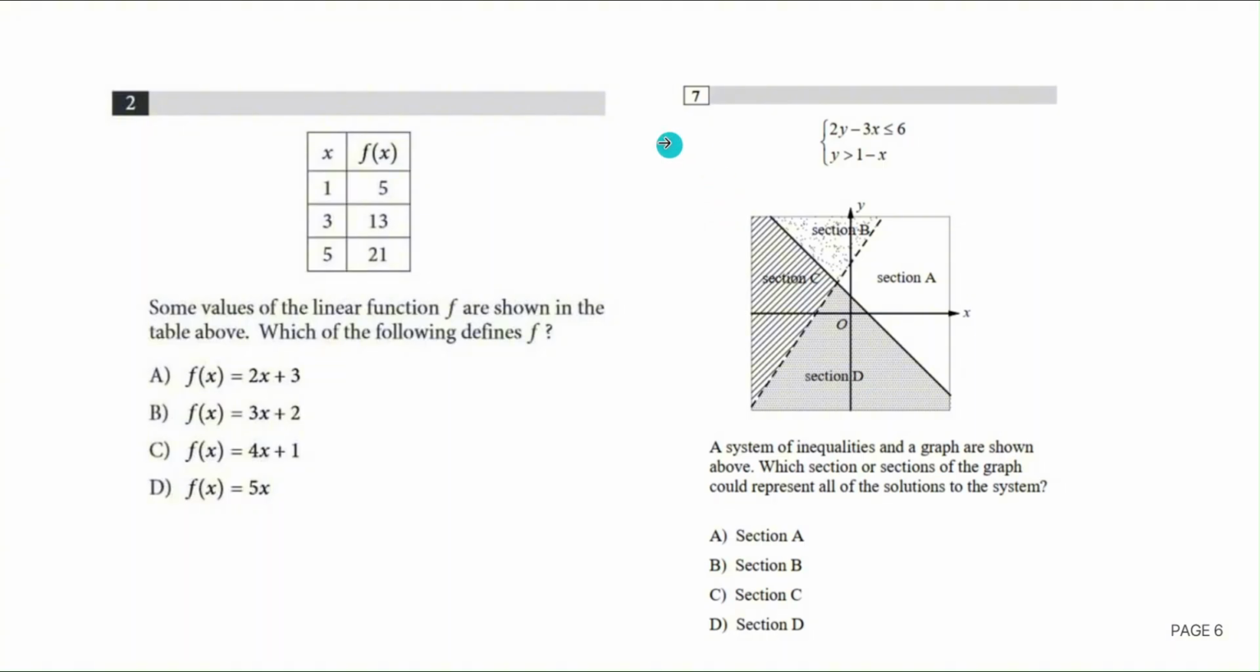Let's look at the seventh question. It says, a system of inequalities and a graph are shown above. Which section or sections of the graph could represent all the solutions to the given system of inequalities? The optimal and fast way of solving it would be with the help of Desmos. Why? Because we don't see any points there, we don't see any numbers. That's why it is hard for us to guess whether it's 1 or 10. That's why I just put this into Desmos and see in which sector or sectors the graph represents the solution, basically. Well, let me open Desmos.